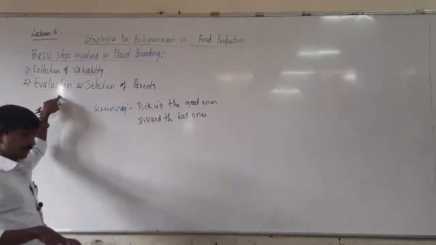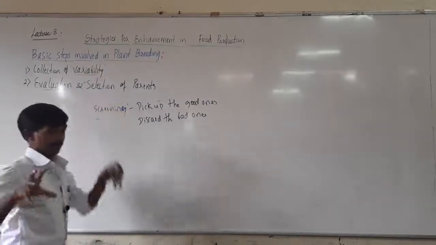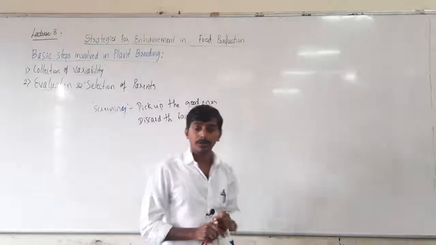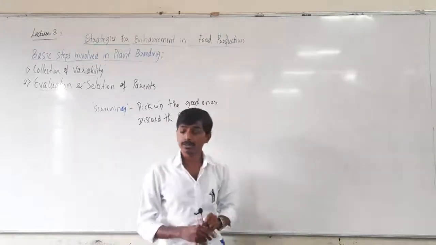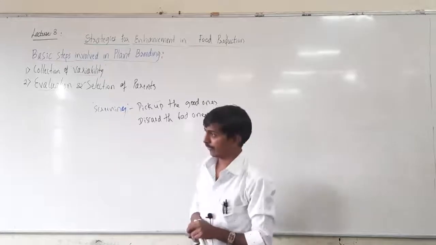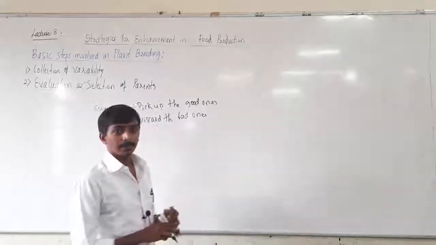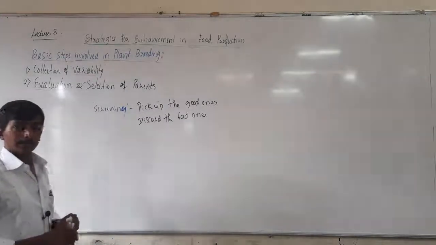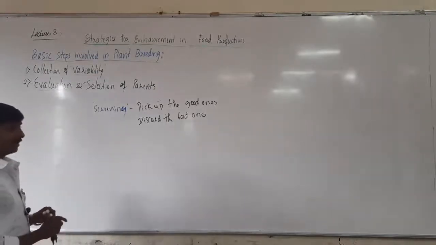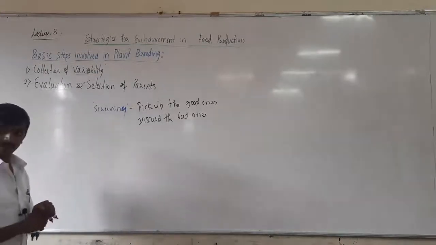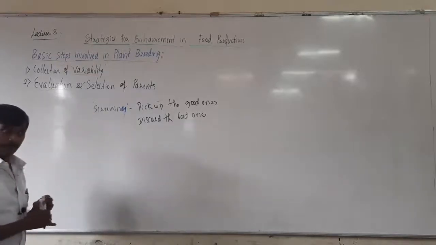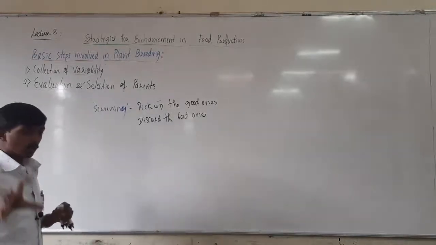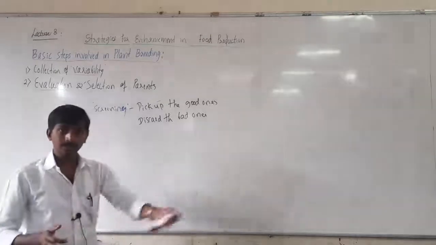After evaluation, we should select some plants as male and some plants as female, because plant breeding itself is pollination performed under human control. The process of cross pollination is performed under human control. How it is done we will understand in the next step. But in this step we are just comparing what we have collected. Among them we select the good ones, preserve the good ones and remove the bad ones.